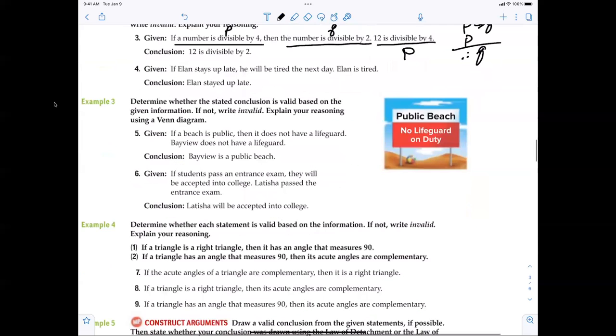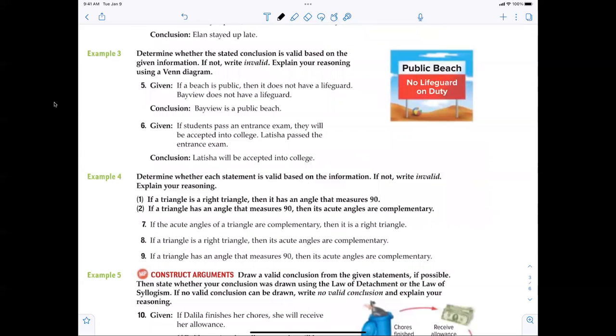All right, let's check out number 5. Determine whether the stated conclusion is valid. If a beach is public, then it does not have a lifeguard. Bayview does not have a lifeguard. Therefore, Bayview is a public beach. Valid or invalid? What is it? Does everybody agree, right?